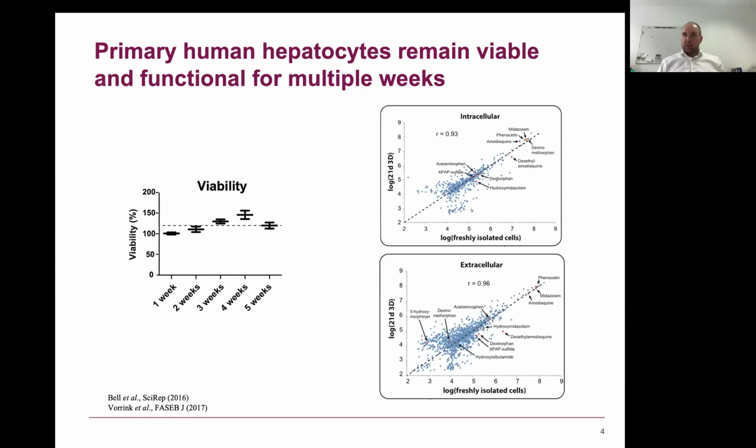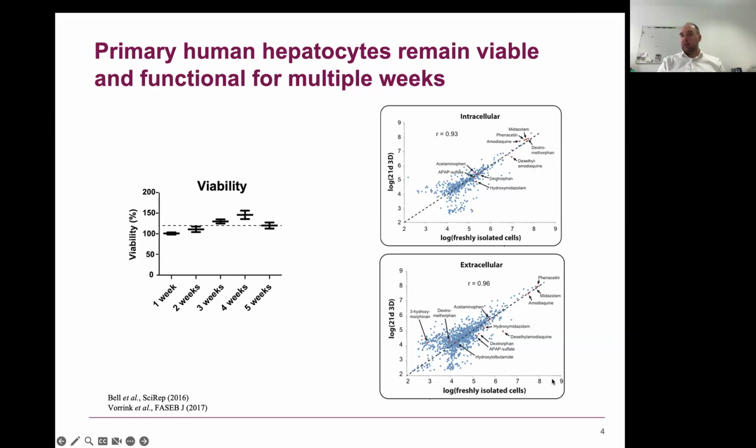We've also done metabolomics of those spheroids. So each dot here in these scatter plots is one metabolite. Blue dots are endogenous metabolites. The red dots are exogenous metabolites that are metabolized from 5 different probe substrates for different cytochrome P450s. And overall, what I hope becomes clear is that both the intracellular metabolome as well as the extracellular secretome remain reasonably stable over at least 3 weeks in culture.